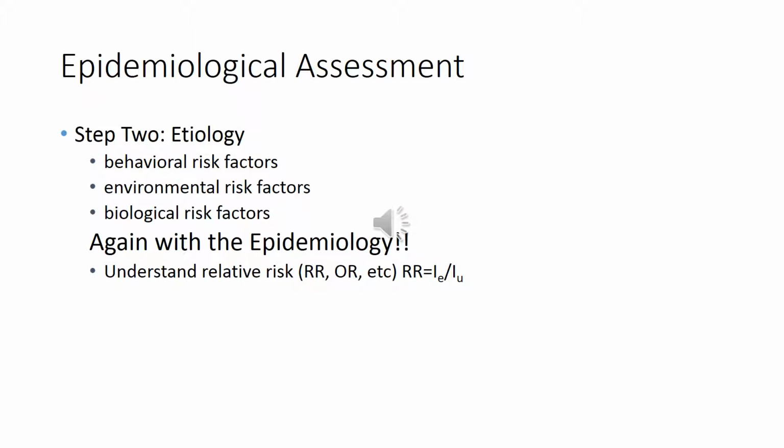So the second step in our epidemiological assessment is the etiology, or what causes disease. So we want to look at behavioral risk factors, environmental risk factors, biological risk factors. And generally, to understand the relative risk, we would look at relative risk or odds ratio. So relative risk, for example, is the incidence in the exposed population divided by the incidence in the unexposed population. And that helps us to see what the risk is for this particular factor that we're looking at.